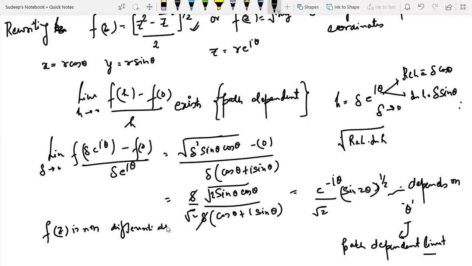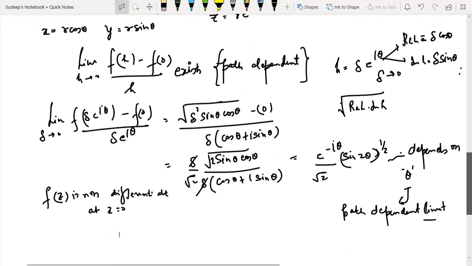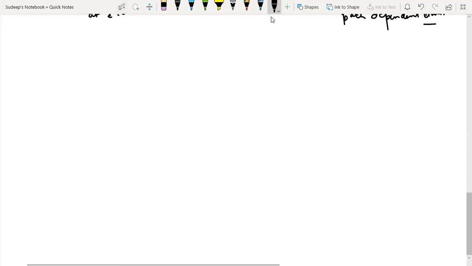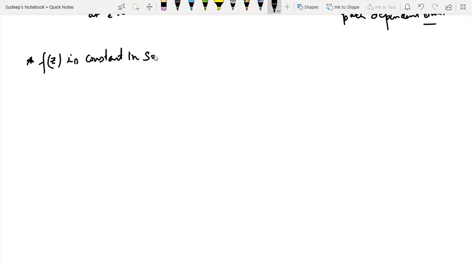So I think these important concepts we've already discussed. The last concept that we were discussing was this, that if f of z is constant in some domain D, that is a connected domain, I'm talking of domain D, then f dash z is equal to 0 for all z belongs to D. And the converse is also true.